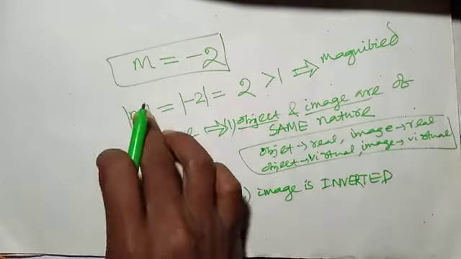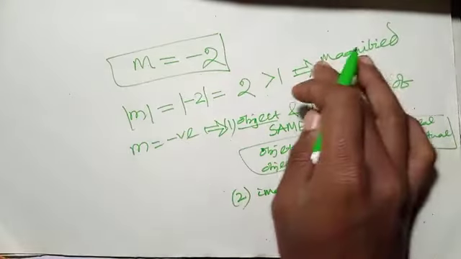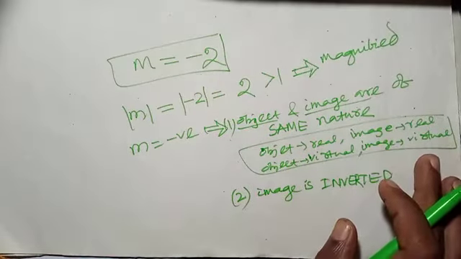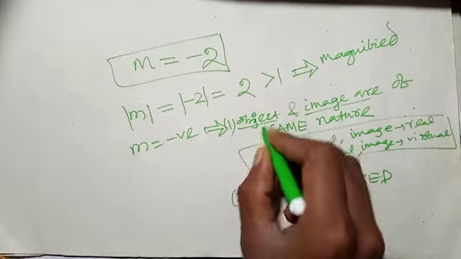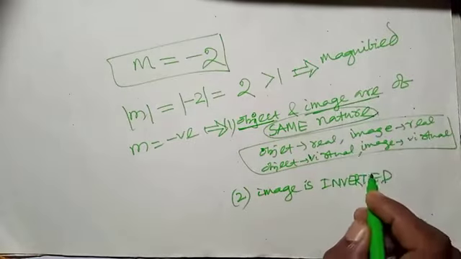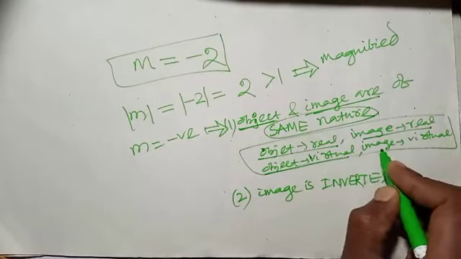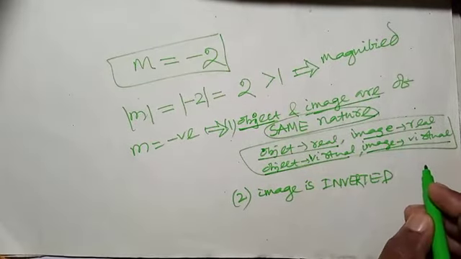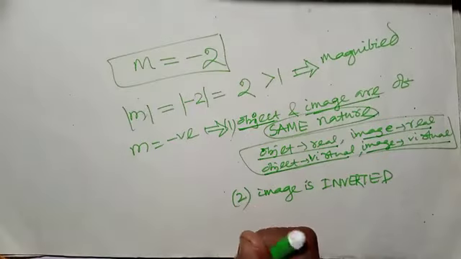First of all, you have to check the modulus of M. If the modulus of M is greater than 1, that will be your magnified image. If it is negative, it simply says that object and image are of the same nature. Same nature means when your object is real, the image will also be real. If the object is virtual, then the image will also be virtual. Negative M does not imply that your image is always real.